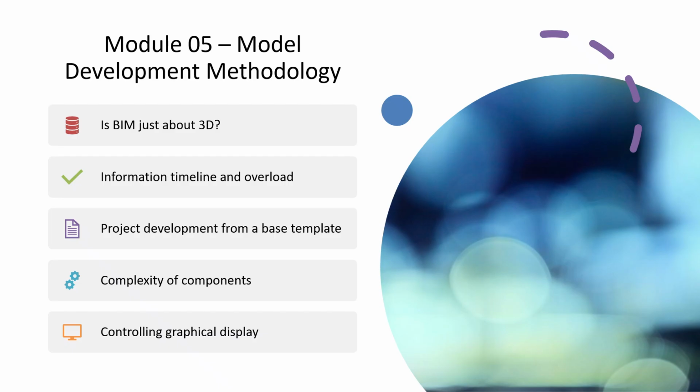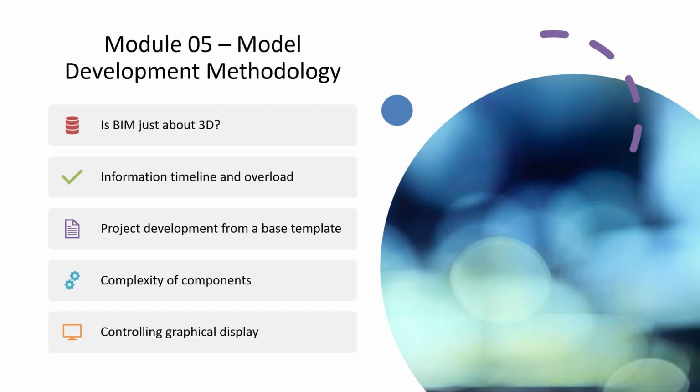In this module, we take a step back from tools and commands to understand how a Revit model actually develops. Not just technically, but conceptually. We begin by asking, is BIM just about 3D? The answer is no. BIM is about integrating data, collaboration, and life cycle thinking into the design process. The 3D model is just the shell. The real power lies in the information it carries.